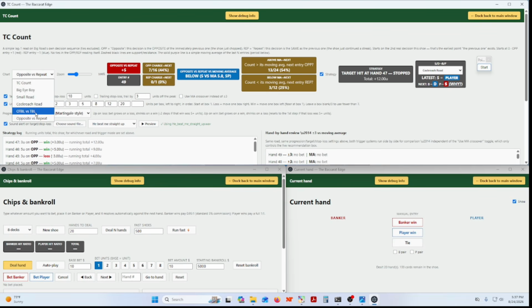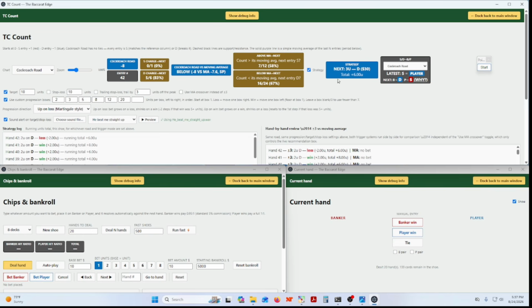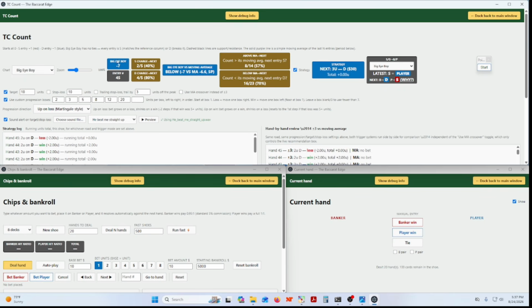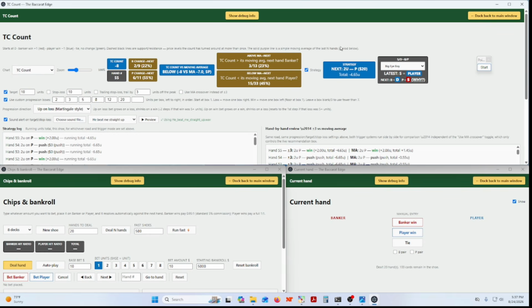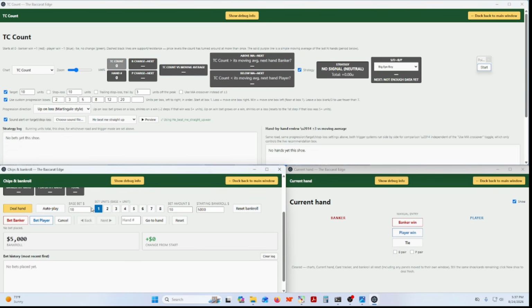So this unit stopped at the opposite repeat stopped at plus 12. Opposite time before last, lost 43 units. Cockroach plus 6. Small road plus 11. Big eye boy is even. And the regular TC is down 4 units. Now, none of this stuff is etched in stone. This is just me playing around with numbers. All right. Because I can actually say, let's hit this reset.